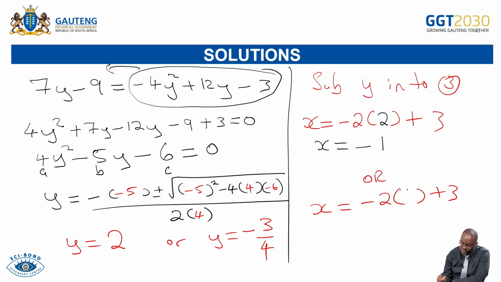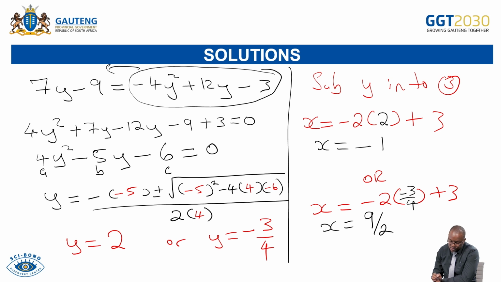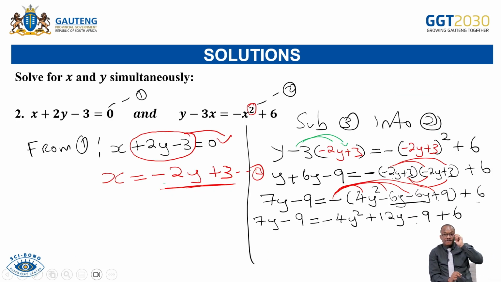Then now we are going to have negative 3 over 4. So negative 2 into negative 3 over 4 plus 3. Then we are going to get x as 9 over 2. So that's how you solve this type of quotient, where we have simultaneous equations.